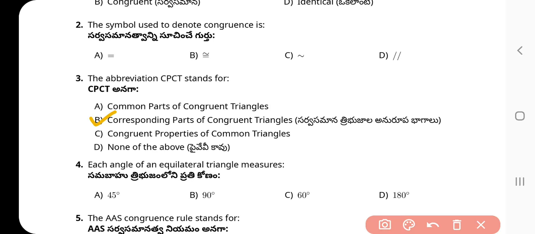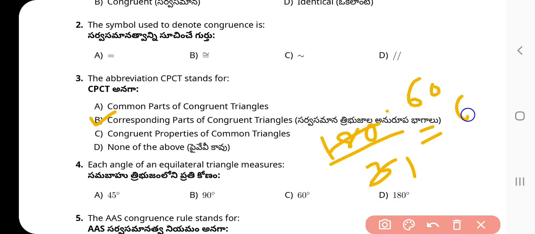Question number 4. Each angle of an equilateral triangle measures 45 degree, 90 degree, 60 degree, 180 degree. A triangle is 180 degree divided into 3 parts. That means 3 ones are 3, 3 sixes are 18, 3 zeros are 0. 60 degree is the correct answer for the equilateral triangle.